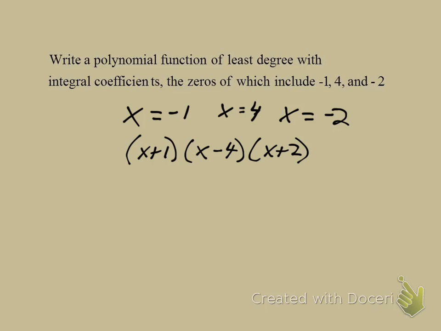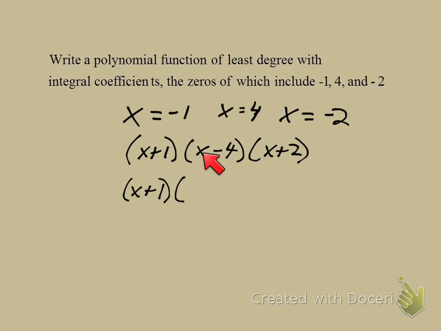Alrighty? Now what? Foil. Okay? Foil something. x plus 1 and x minus 4, x minus 4 and x plus 2, x plus 1 and x plus 2, if you really want to, doesn't matter. You foil something. I always work it like this, to be honest. I always leave the first binomial alone, and I foil the second two.